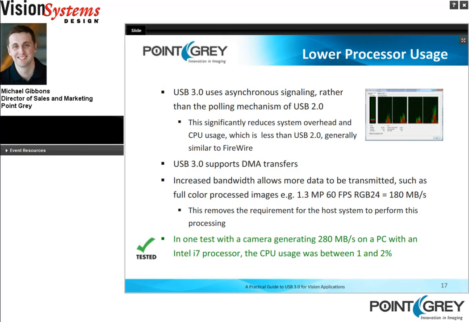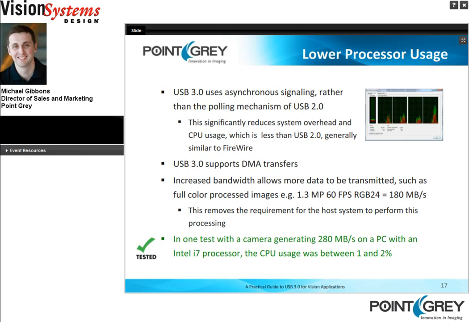Lower processor usage. I think most people want as many cycles on their system to process the images for their vision application as possible. So they don't want to have any time spent doing anything else. The beauty with USB 3 is that it uses asynchronous signaling, which does eliminate the polling mechanism of USB 2. In our tests, we found that USB 3 definitely requires less CPU time than USB 2, and USB 3 is generally similar to FireWire in terms of its processor usage.